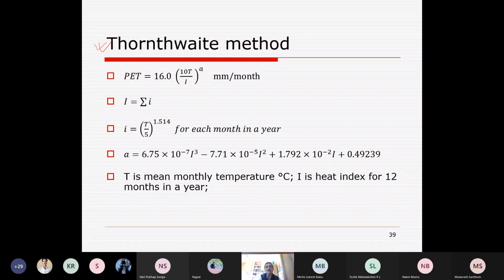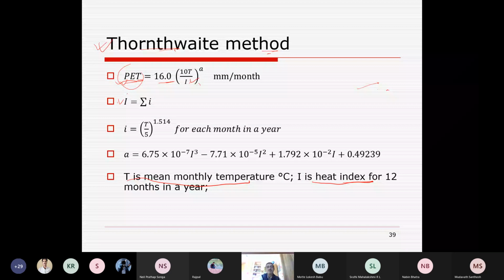The second method, an empirical approach to estimate evapotranspiration after Blaney-Criddle, is the Thornthwaite method. It gives you an idea about potential evapotranspiration. What could be the maximum evapotranspiration? That is potential evapotranspiration with respect to atmospheric condition, and the reference is the crop condition. So the potential evapotranspiration given by Thornthwaite is simply 16 times 10 times the mean monthly temperature over I, where I is the heat index, capital I being the heat index for the annual condition, that is the summation of all 12 months of the smaller i here.